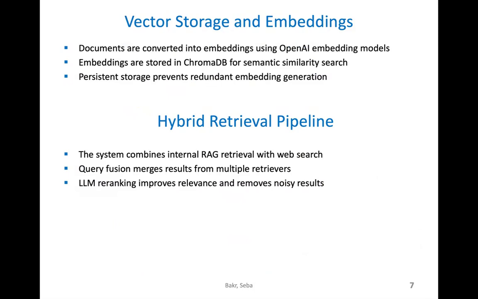For the hybrid retrieval pipeline, we have the system that combines internal RAG retrieval with web search. Query fusion merges results from multiple retrievers, and LLM re-ranking is used to improve relevance of the responses and remove noisy results.